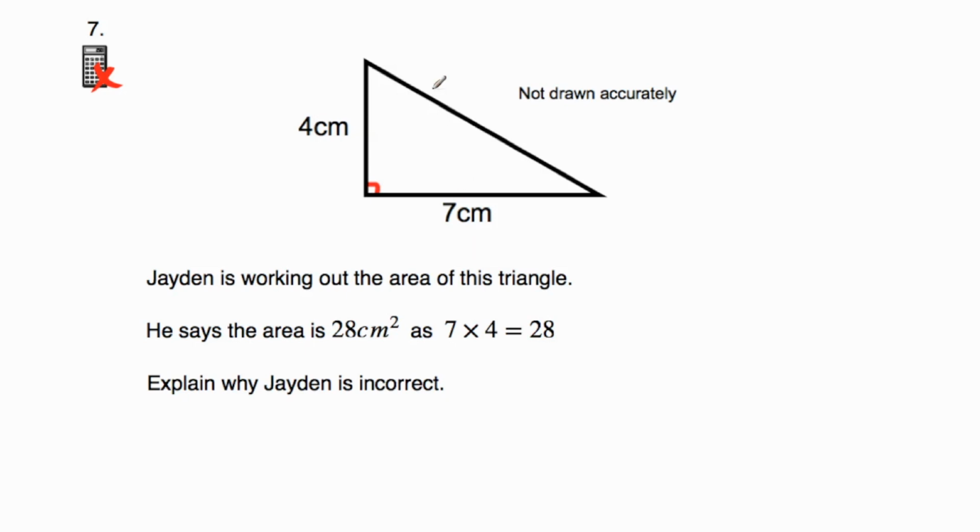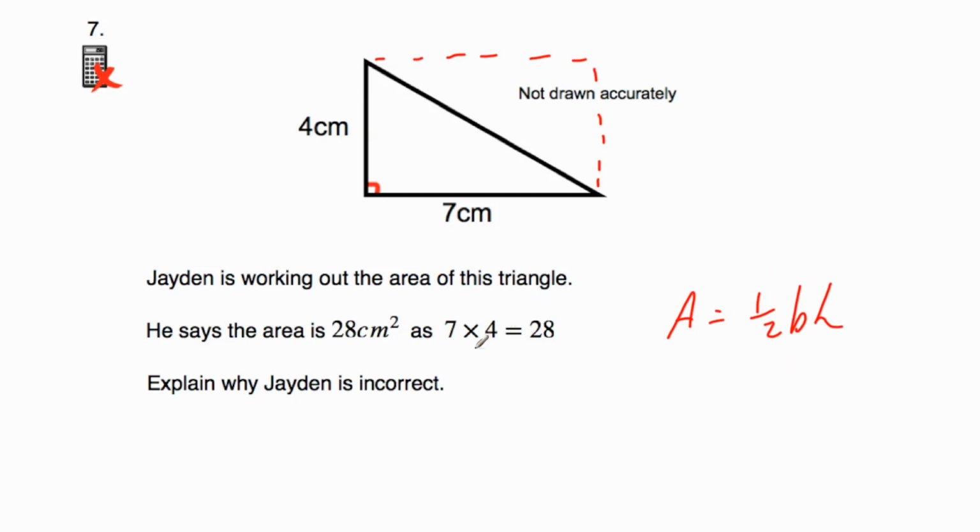Now if we did 7 times 4, we would actually be working out the area of the rectangle. So this whole rectangle, we would be doing 7 times 4 to get the area of the rectangle. But for the triangle, remember, we need to half it. So the area of the triangle is equal to half the base times the height, and that will give us the area of the triangle.